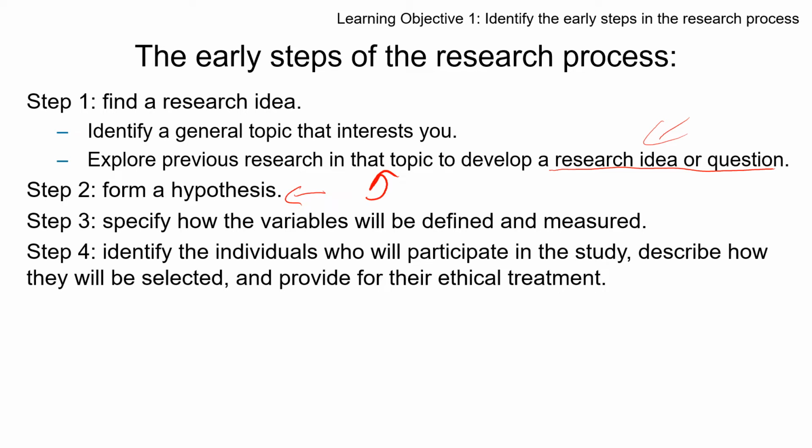So, 4 steps. Find your idea, research the idea and form your hypotheses, then specify how the variables are going to be defined and measured, and finally identify the participants and make sure that you have proper selection and proper treatment.